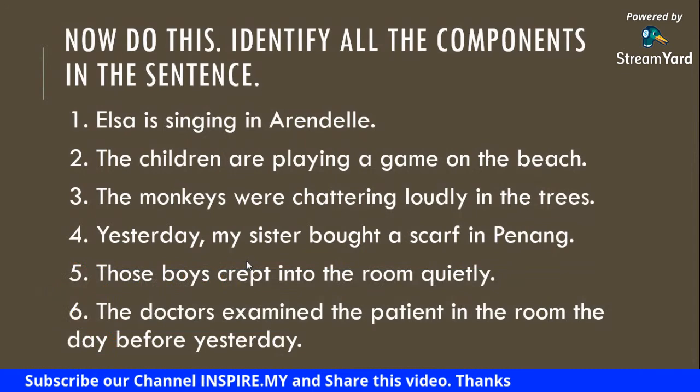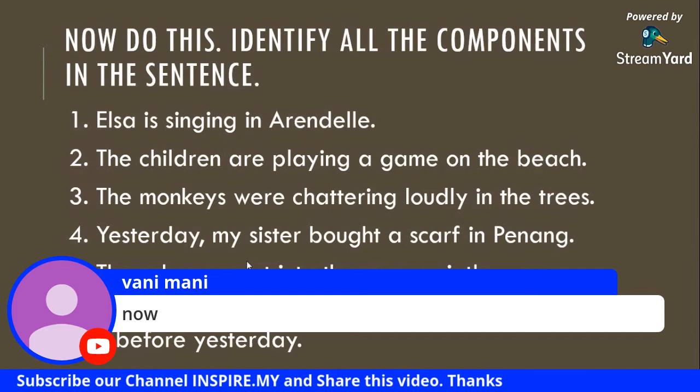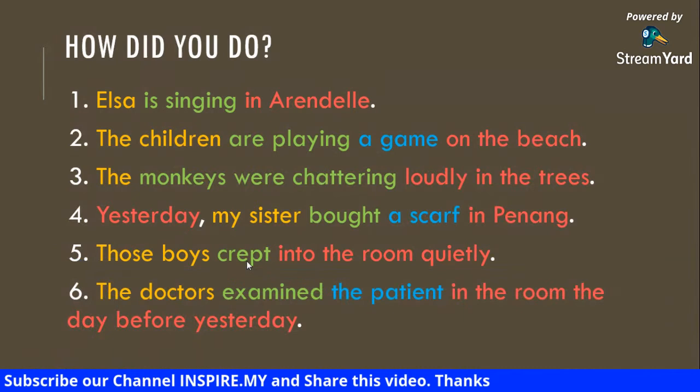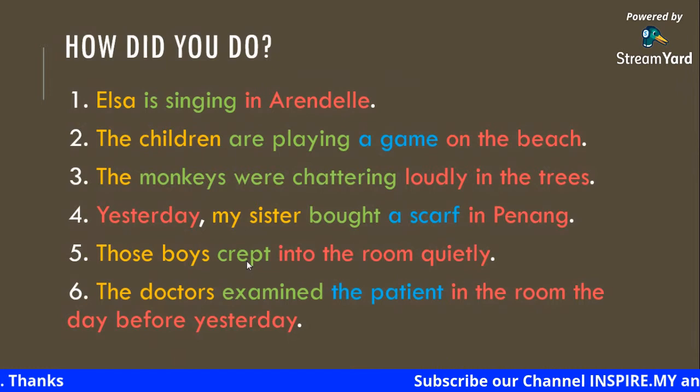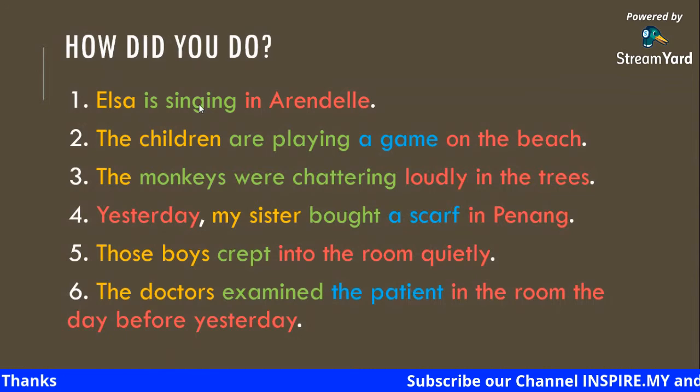So I asked you to identify all the components, which are the subjects, the verbs, the objects, and the adverbials. So let's see if you got them correct. All right. So how did you do? Did you get all the answers correct? I hope you did. And if you did, congratulations. Well done. So let's just go through the answers. Elsa is singing in Arendelle. Elsa is the subject, is singing is your verb. In Arendelle is your adverbial of place.